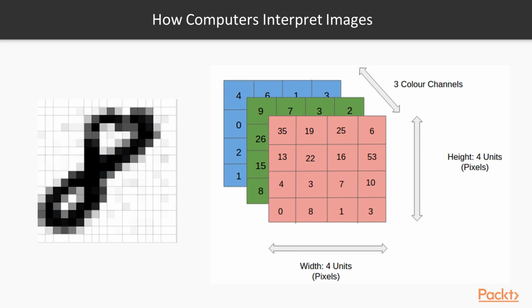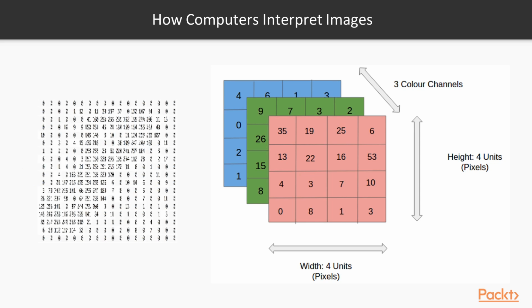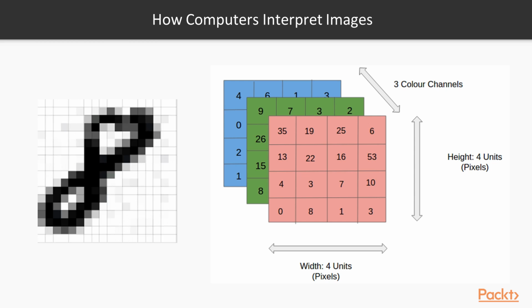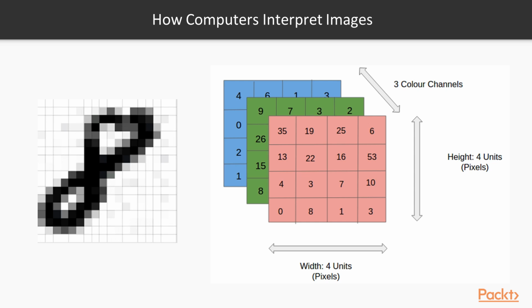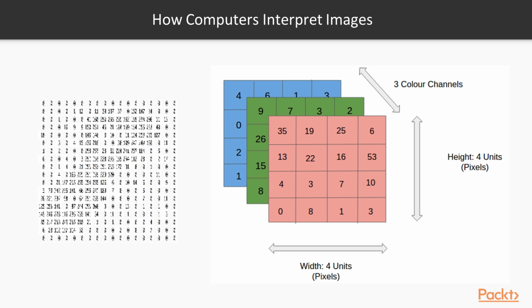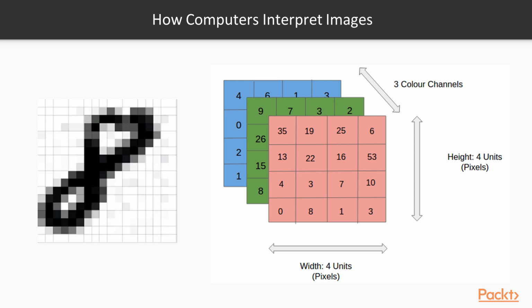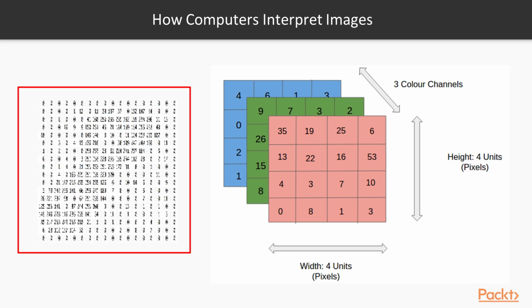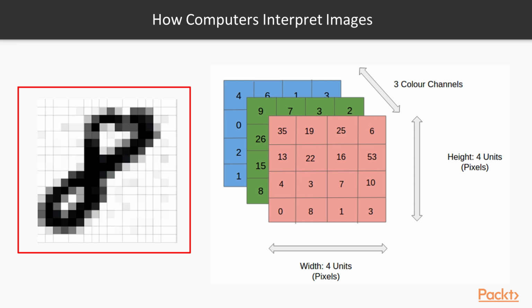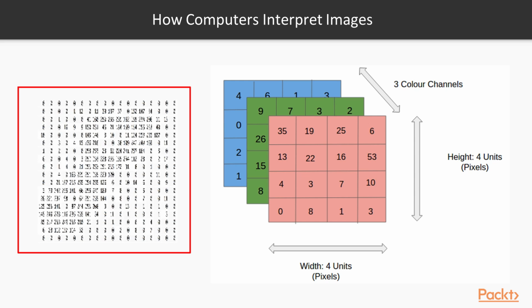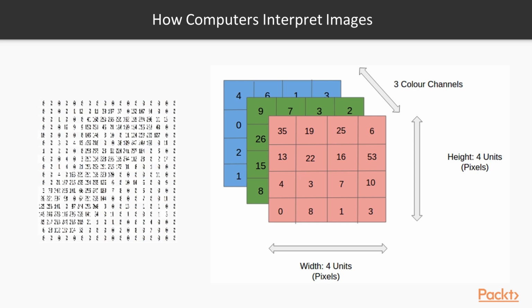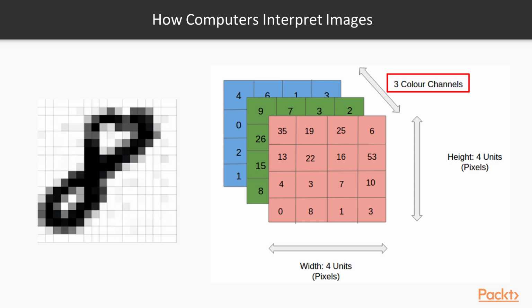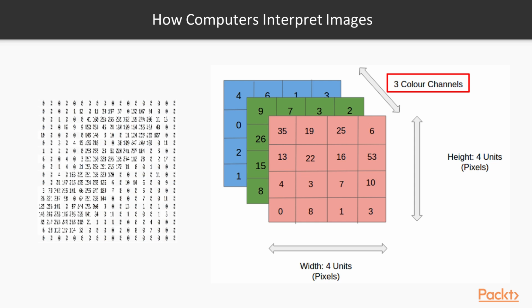Since convolutional neural networks are built for images, let's take a quick look at how a computer can interpret an image. For a computer, images are just a matrix of pixels. If the image is grayscale, it has just one value between 0 and 255 for every pixel. If the image is RGB, it has 3 channels with a value for each color: red, green, and blue.